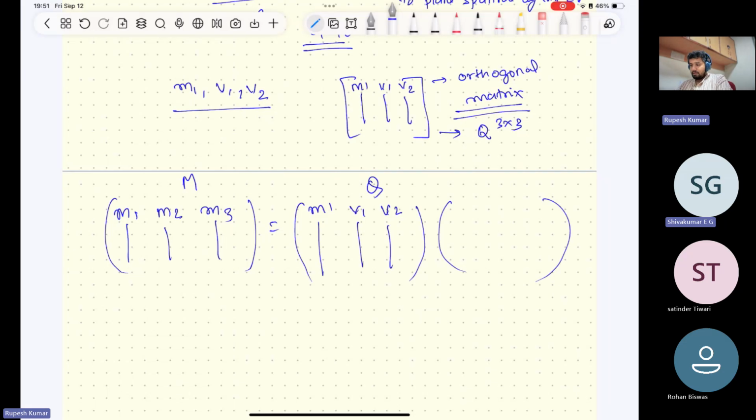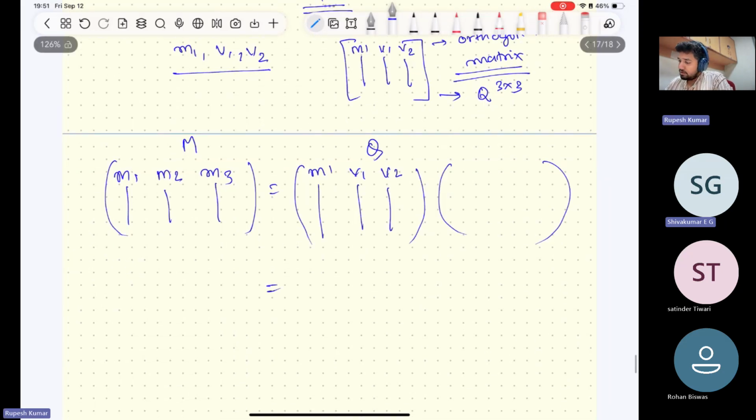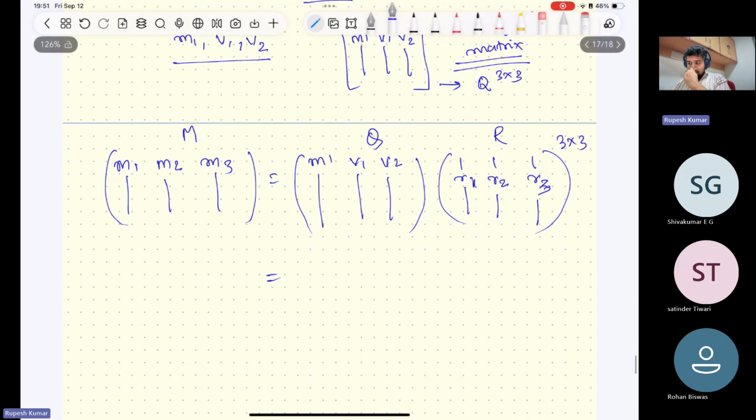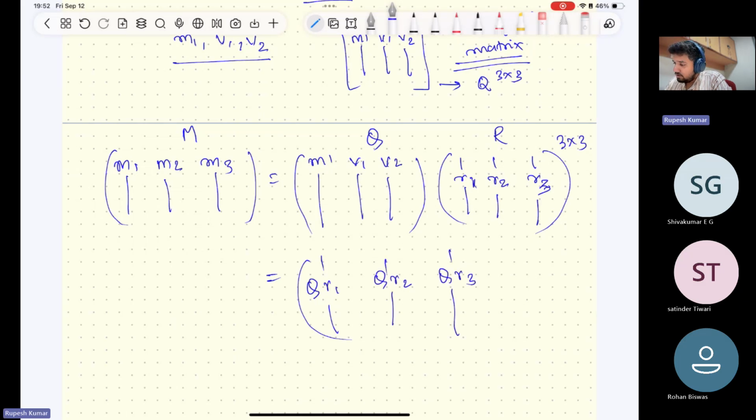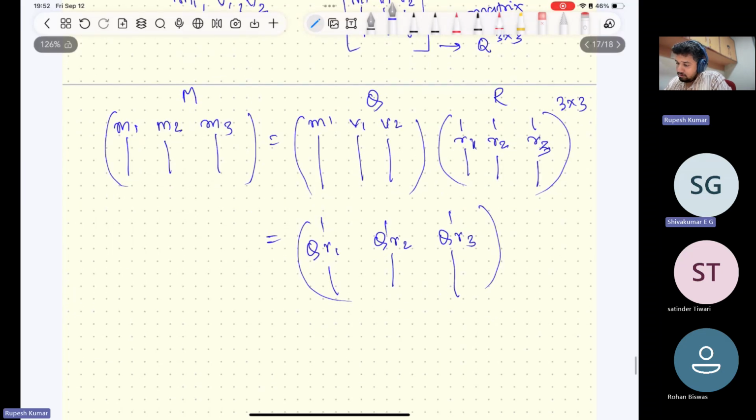Now let's call this something the R matrix, and I have not defined any properties of the R matrix. R is any general matrix of dimension 3 by 3. We all know that this matrix product can be written as QR1, QR2, QR3. So I'm saying M is equal to this.